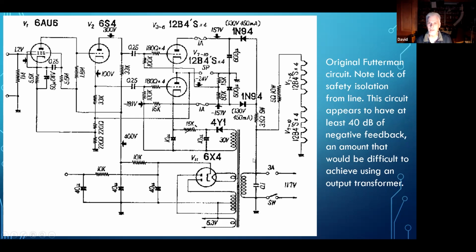First of all, the thing that struck me is, note the lack of safety isolation from the power line. He's got a direct connection from the 117 volts to the power supply, which feeds the output stage and powers the filaments for the output tubes. Interestingly, it's got a power transformer for feeding the input tubes, but the output tubes are not protected, so you, the user, are not protected from getting a nasty shock from the line voltage. But aside from that, there's some very good design in this circuit.